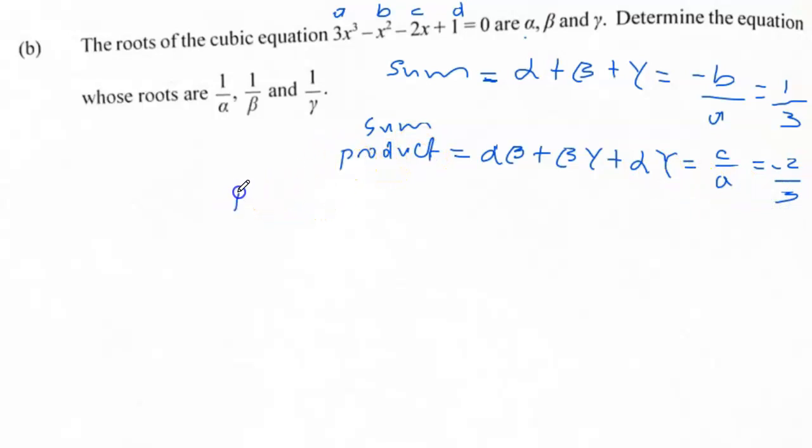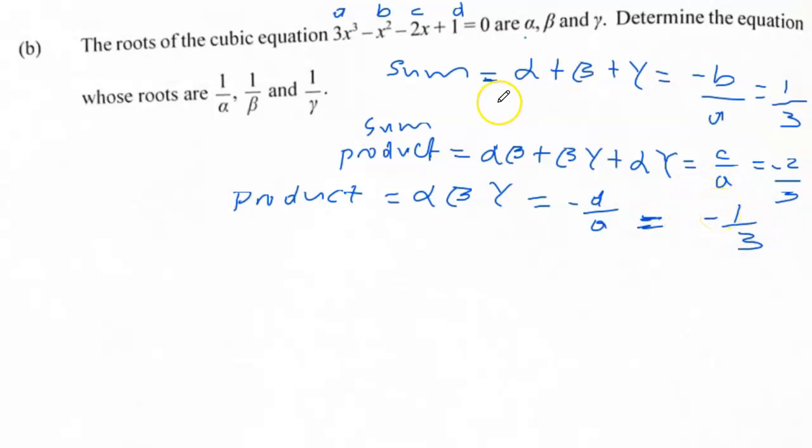And the product is given by alpha times beta times gamma, which is negative d over a, right? And d is 1, so negative d will be negative 1, and a is 3, so negative 1 third. So that's applying that to the cubic equation that we are given, where the roots are alpha, beta, and gamma. Now, we want to use this information and determine the cubic equation whose roots are these.